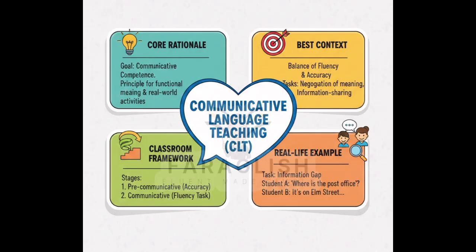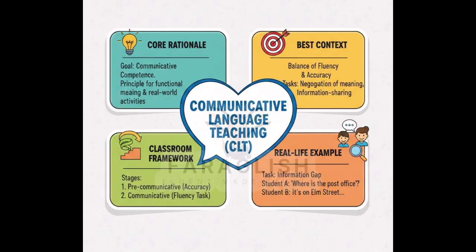Classroom example. Teacher action, information gap task. The teacher gives student A a partial map, missing 5 street names, and student B a complete map, missing 5 locations. Student interaction. Student A: Where is the post office?